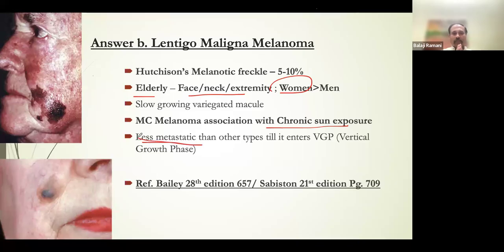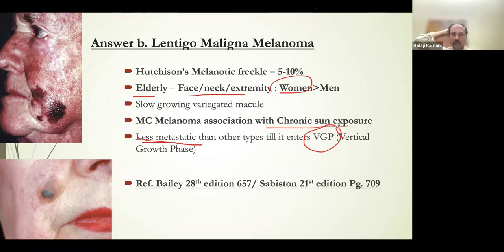Now, in melanomas, you have something called a radial growth phase, which is the lateral spread of a melanoma, which will go on for quite a long time. And then you have the vertical growth phase, the RGP and the VGP. RGP is the radial growth phase, and VGP is the vertical or depth-wise growth phase.